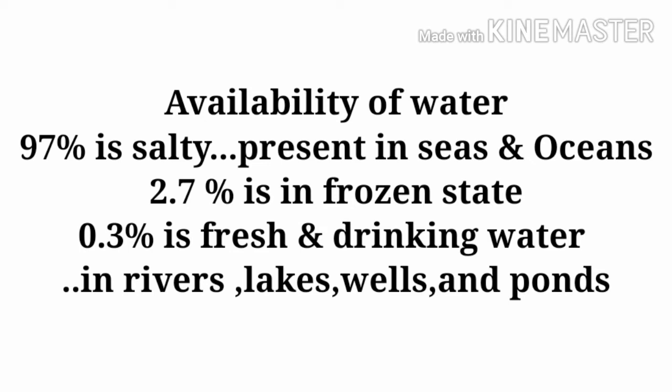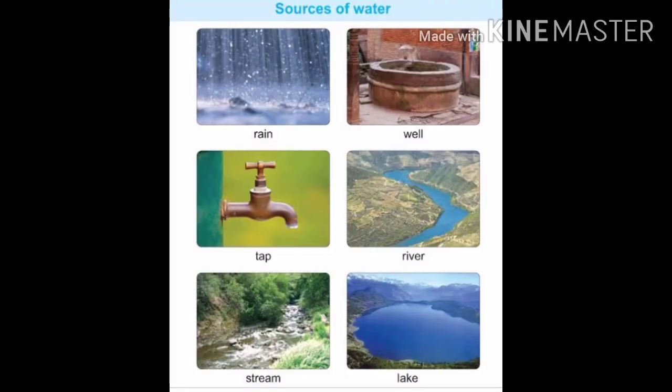71% of the earth is covered by water, out of which 97% is salty, which is present in seas and oceans. 2.7% is in the frozen state. 0.3% is fresh and drinking water. We must realize that we have such a small amount of water in rivers, lakes, wells and ponds.